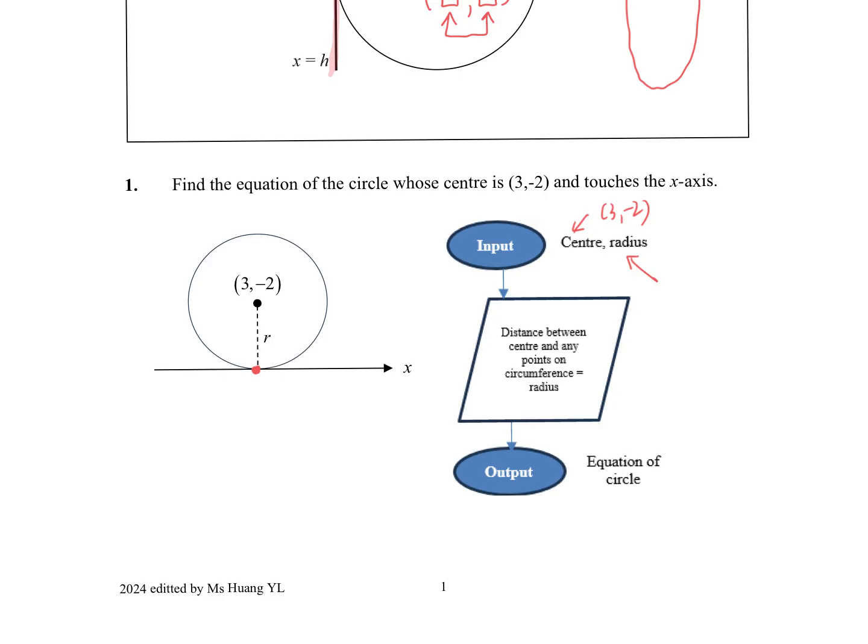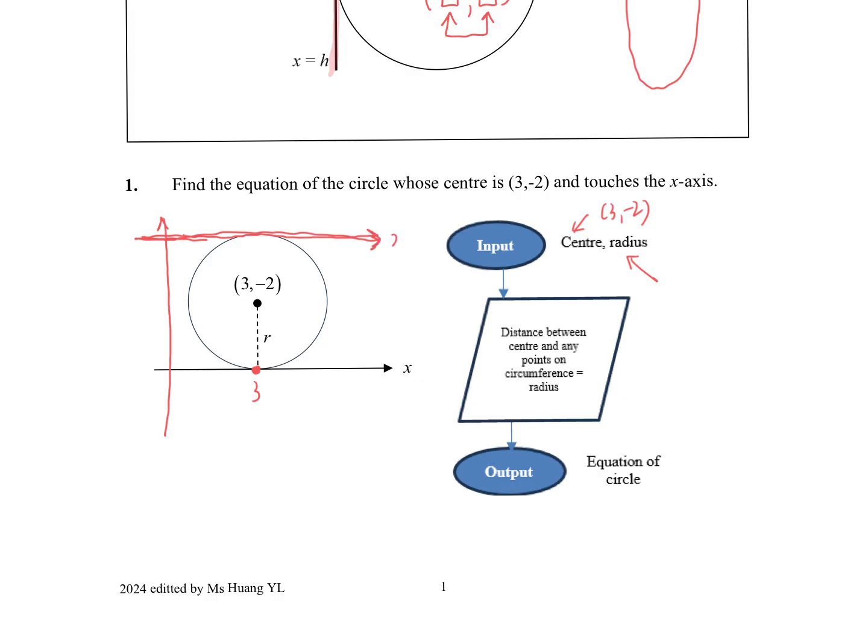Wait, isn't it just because r equal to... This is the x-axis, you know. R equal to 2. So this one is 3. Oh, no. How can that be my x-axis when the circle is above? Wait, Miss Wong, is it r equal to 2? The drawing is wrong. No, it should be like that, because it's minus 2.